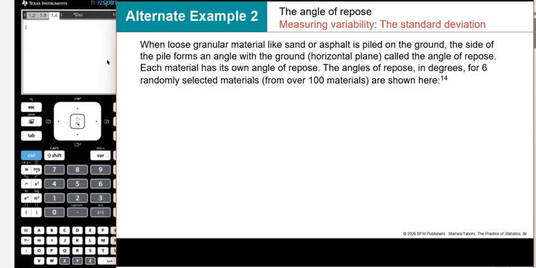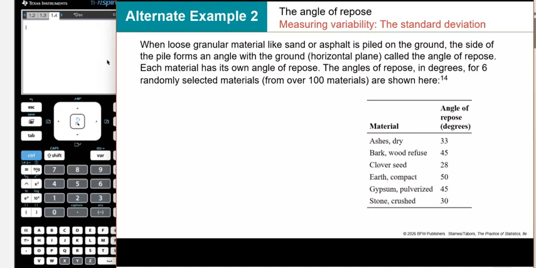When loose granular material like sand or asphalt is piled on the ground, the side of the pile forms an angle with the ground, called the angle of repose. Each material has its own angle of repose. Oh, that's interesting. Kind of like when you drop sand on top of each other, it has a certain angle to it, but different materials would be different. They're shown here. Some stack up higher, steeper, and some are not as steep. Calculate the sample standard deviation, and interpret this value.